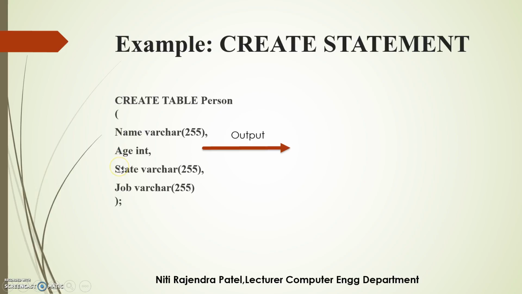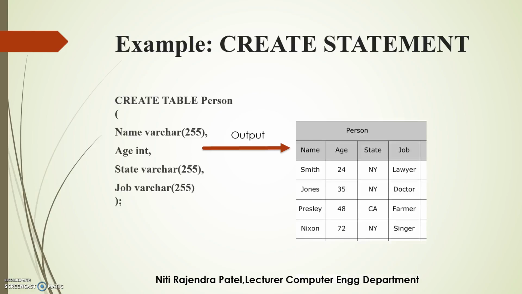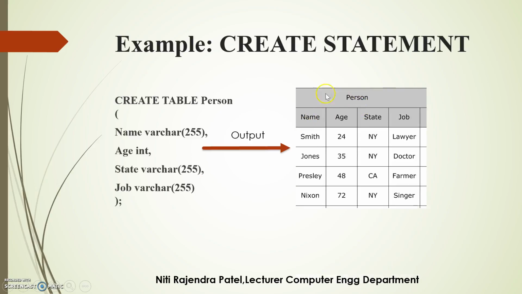Third column is state with a data type varchar and size of 255 characters. The last column is job with a data type varchar and a size of 255 characters. Let us see the output of this table in a relational form, that is in a tabular form. A table called person is created with 4 columns as name, age, state and job.